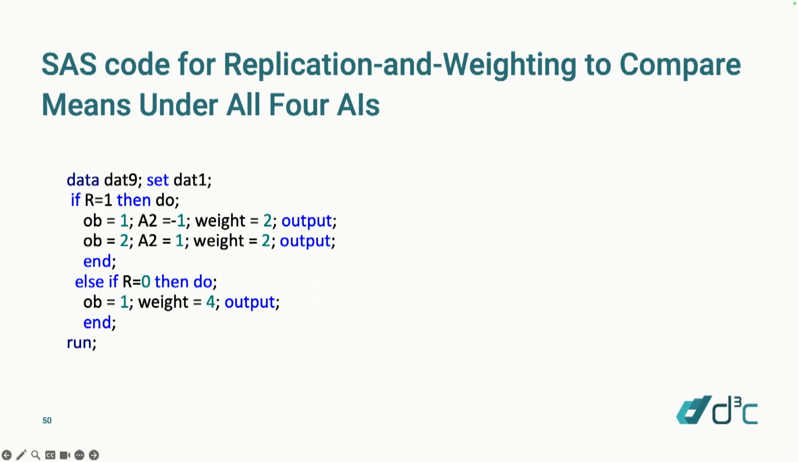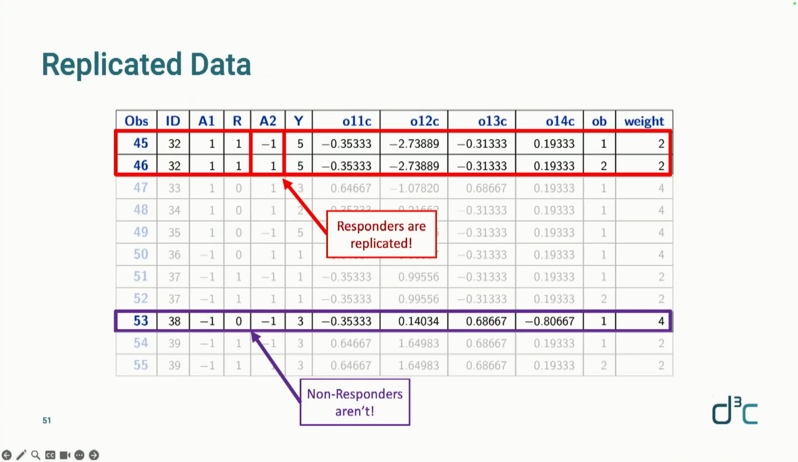All right, so in SAS, this is how you replicate. I don't know what software you guys use, but it doesn't matter, right? You just say, oh, take everybody who was a responder and make 2 of them. Take everybody who was a non-responder and just keep the one dude. All right, yeah? And then, oh, by the way, that's the replicating part. By the way, give all the responders a weight of 2 and give the non-responders a weight of 4. Easy peasy, lemon squeezy, right? All right, here's what it looks like in the data.